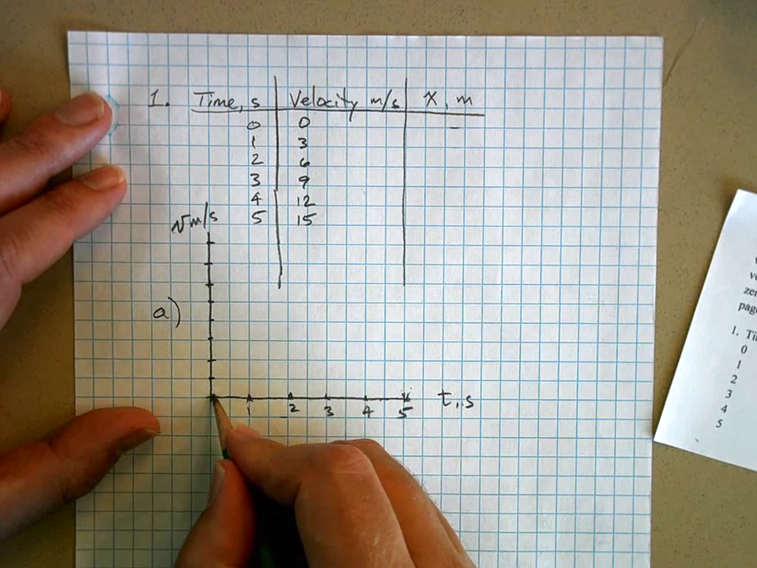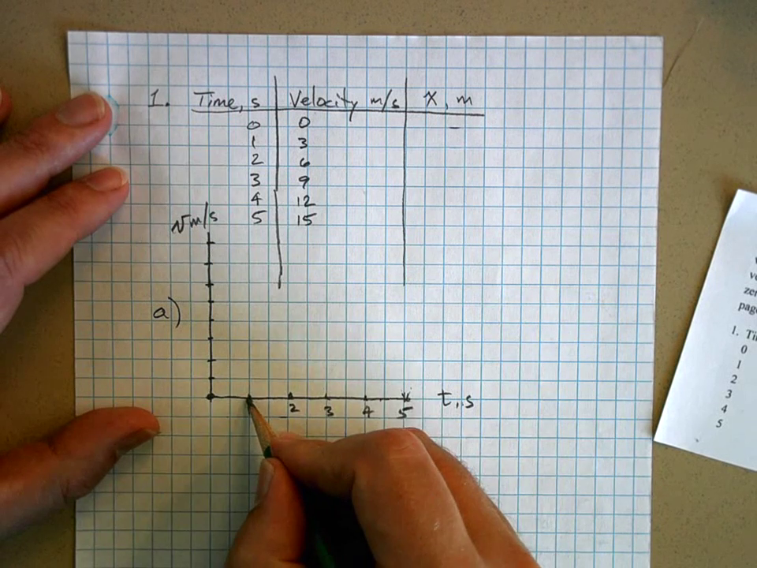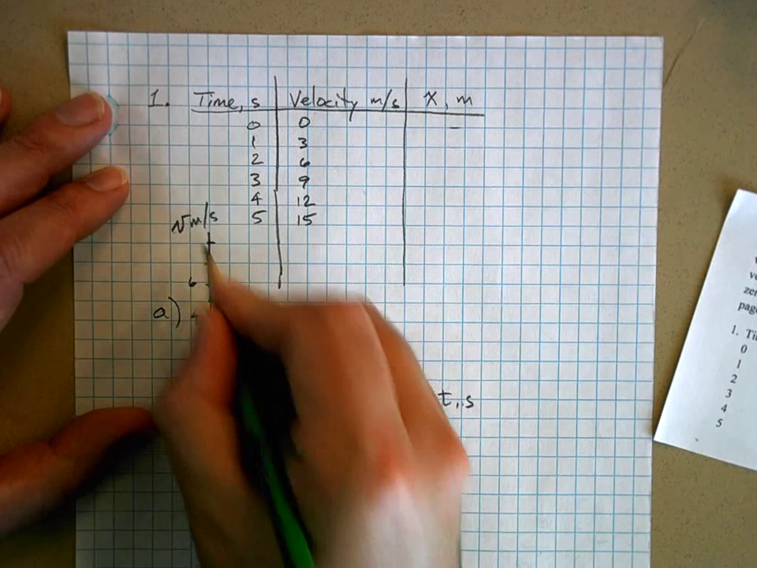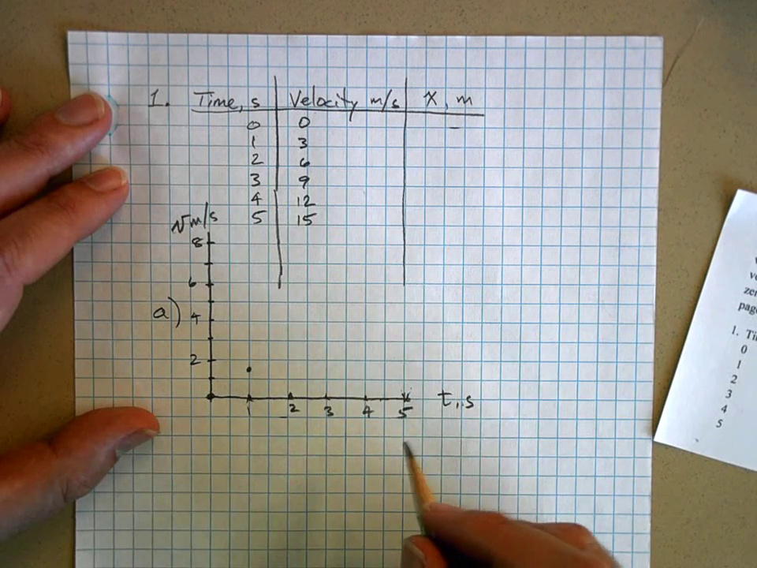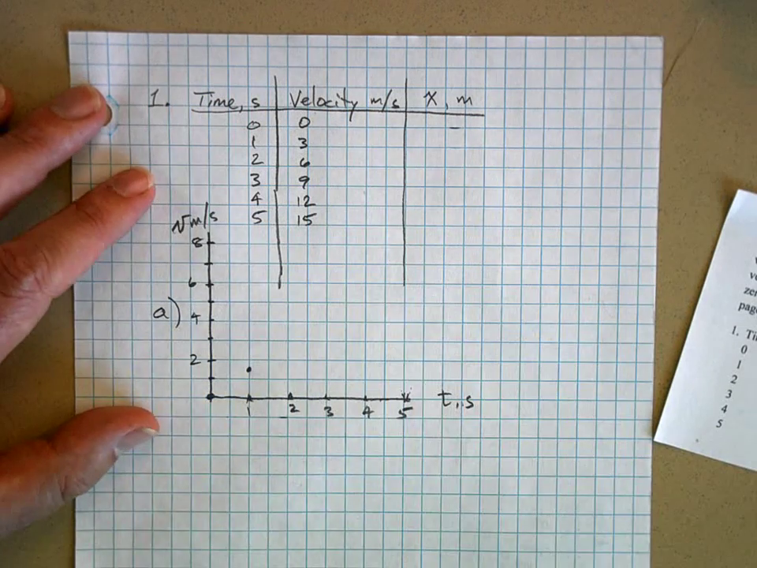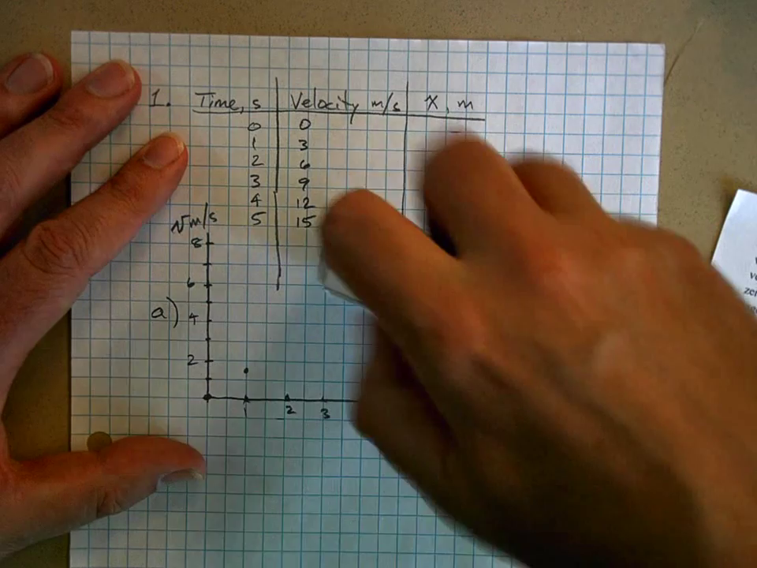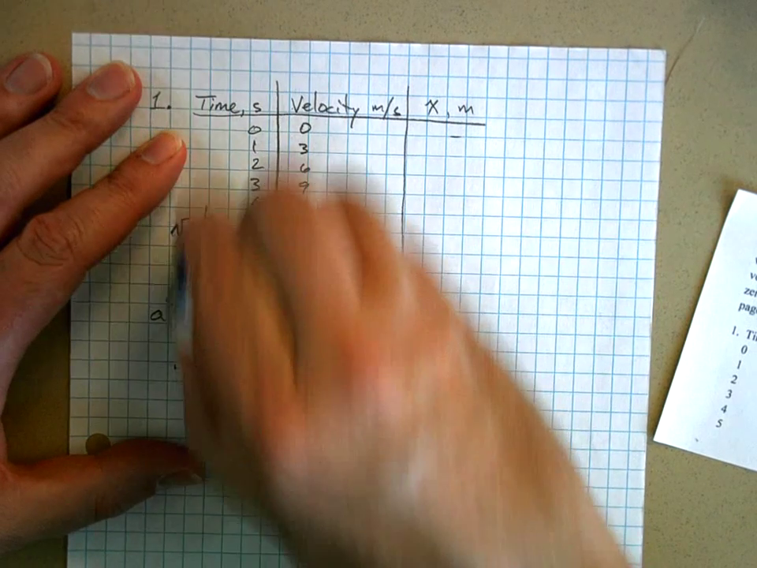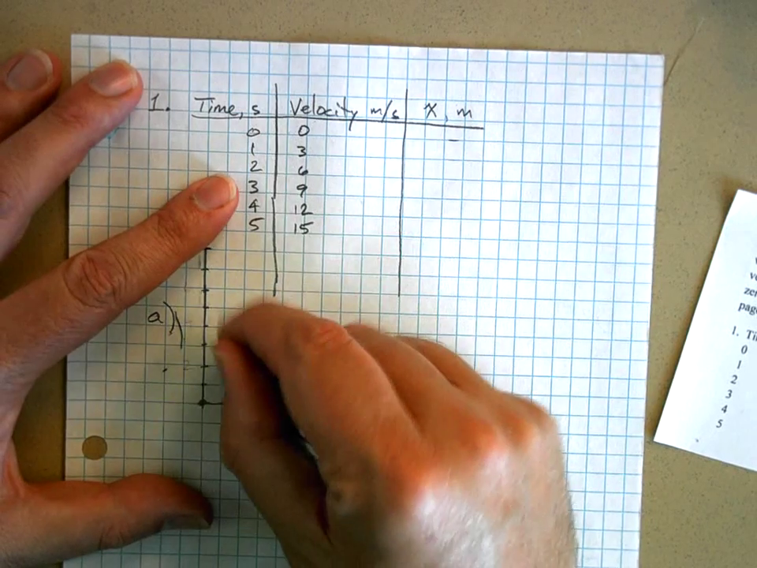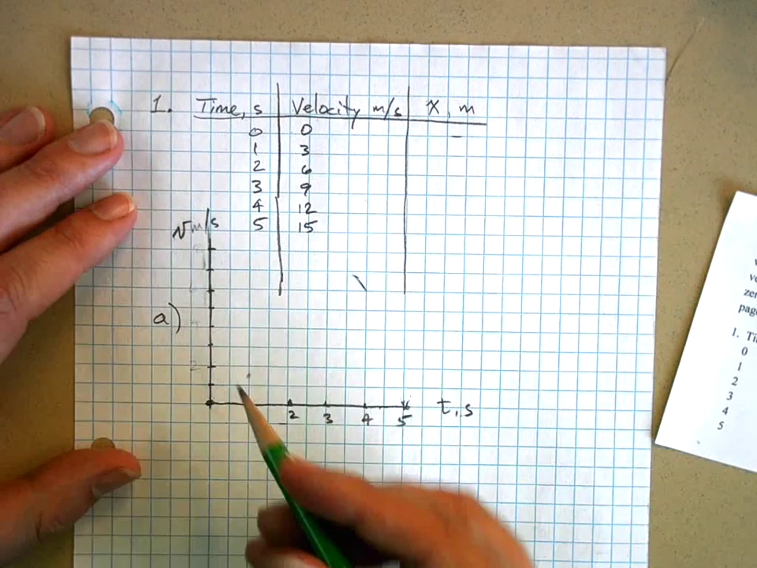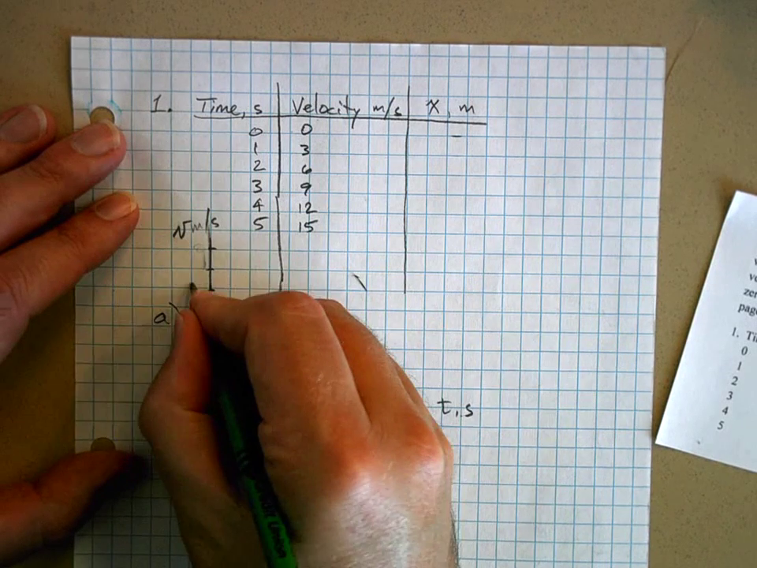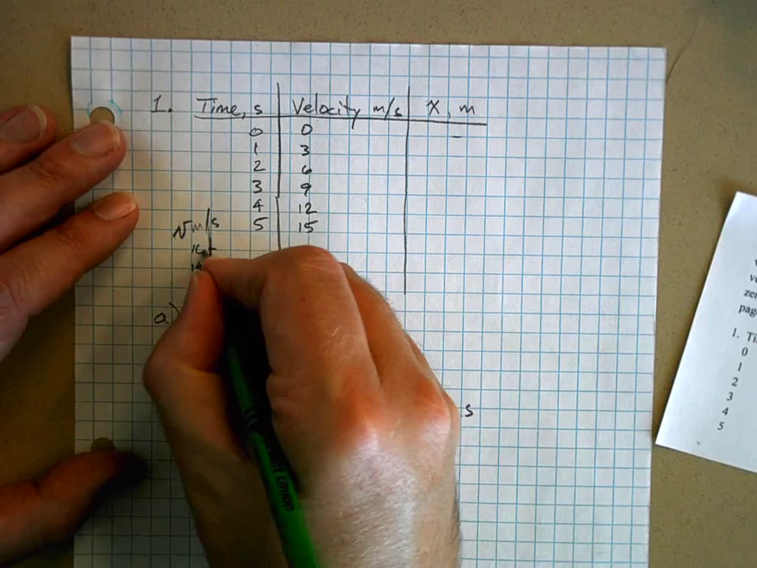At 0, it's 0. At 1 second, it's 3. Oh wait, I'm sorry. What did I want that to be? Shoot. So this will be 2, 4, 6, 8, 10, 12, 14, 16. That's what I meant to do.